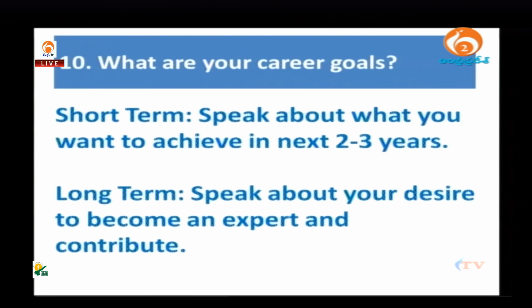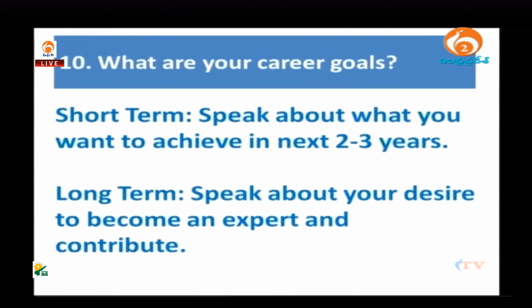So speak about the short term goals. Speak about what you want to achieve in the next 2 to 3 years. For example, you say, sir, I want to get a respectable job. I want to get a stable job in a reputed organization like yours, where I can improve my skills, where I can build on my capability and become a successful person.